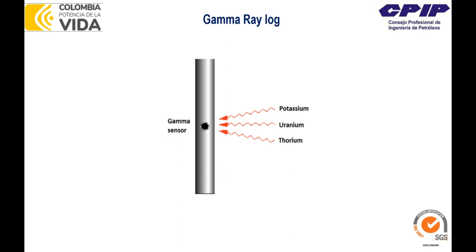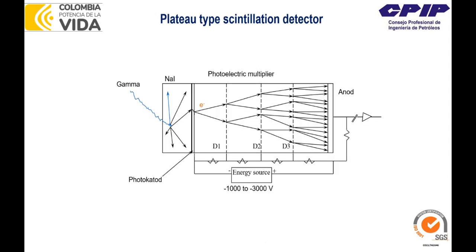Once again, we use the gamma ray mostly for correlation and for identifying the sand and shale, and the content of the shale and clay in the formation bed. Now let's have a look at the detector itself. Each gamma ray sensor has a Plitau type scintillation detector, which counts natural gamma rays emitted by the formation.